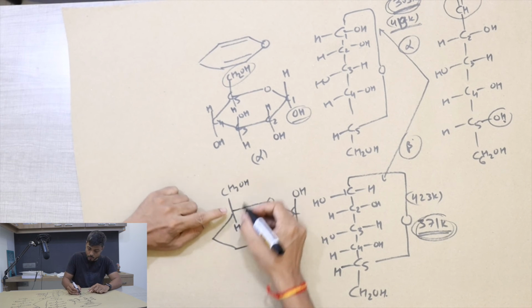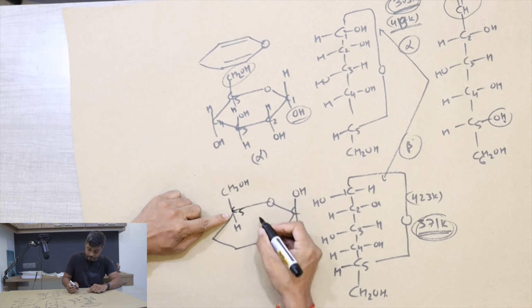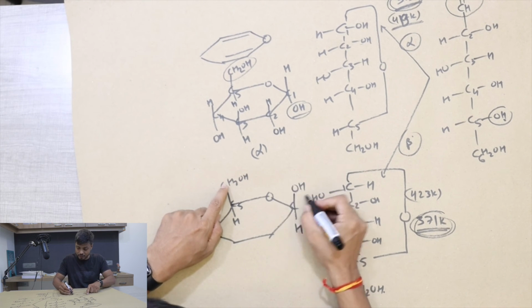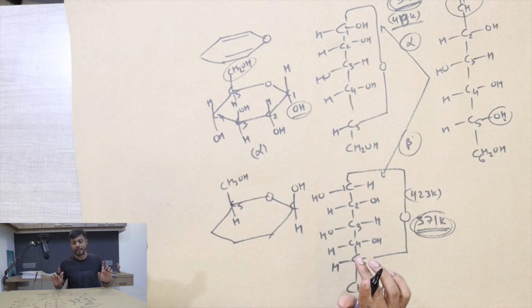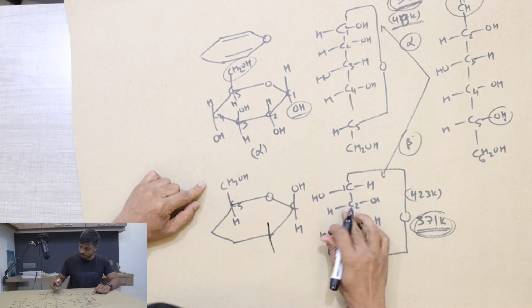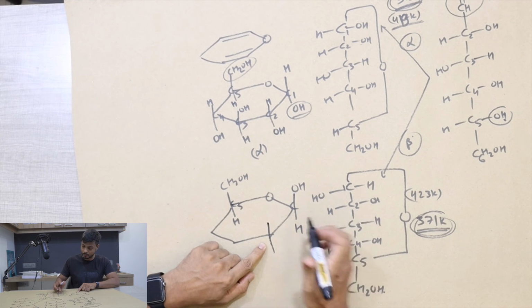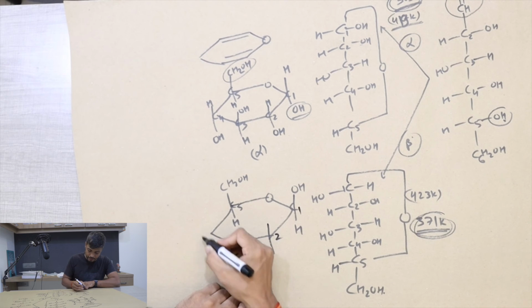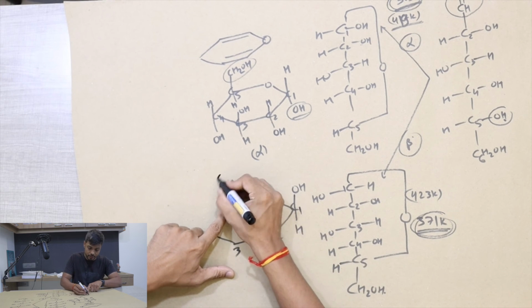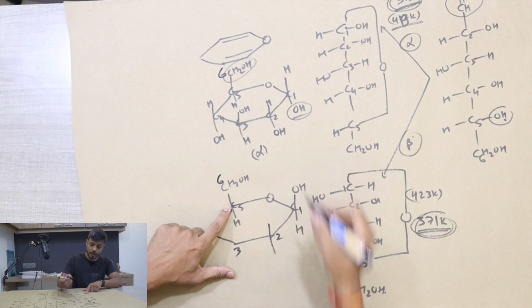Now CH2OH of carbon number 5 and OH of carbon number 1 are on the same side. If they are on the same side, we call them beta form. Okay. Carbon number 2, 3, 4 is exactly the same. You can copy it from this structure also. This carbon number 1, 2, 3, 4 and carbon number 5 I have already drawn. This is our carbon number 6.